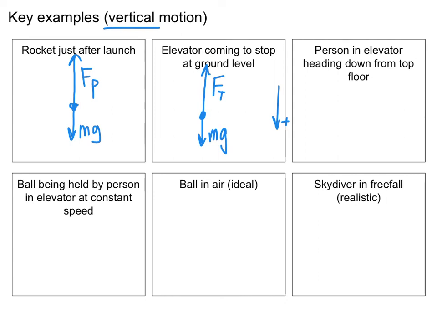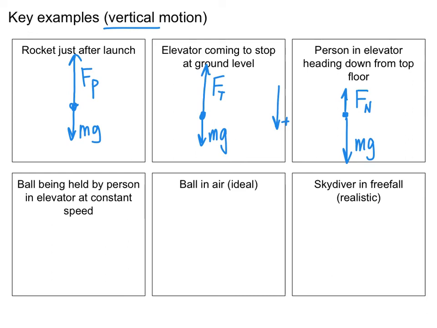It's possible that there's some friction, but the problem doesn't really specifically mention it, so I would not include it in my picture. If I have a person in an elevator that's heading down from the top floor, they must be beginning to accelerate from that top floor, so there must be more force down than up. Again, I have weight pointing down, and since it's a person in an elevator, the upward force on that person would be the normal force, a force of a surface on the object.